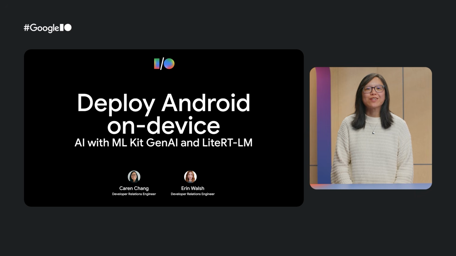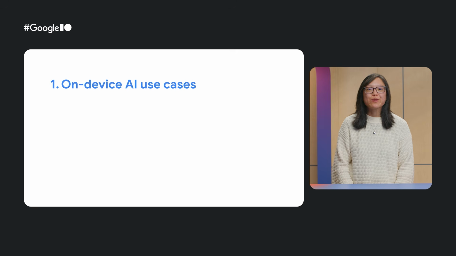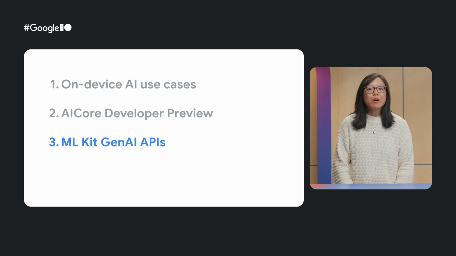Hi everyone, I'm Caren, and today I'm joined by Erin to talk about the latest developments of on-device GenAI and Android. In this talk, we'll cover why and how you should consider on-device AI use cases for your app, AICore Developer Preview, a new way for you to preview the latest on-device models and improve your overall development process, ML Kit GenAI APIs that help you bring most use cases to production, along with new capabilities like speech recognition and improvements to prompt API with caching and structured output, and LiteRT-LM to help you enable even more customized use cases.